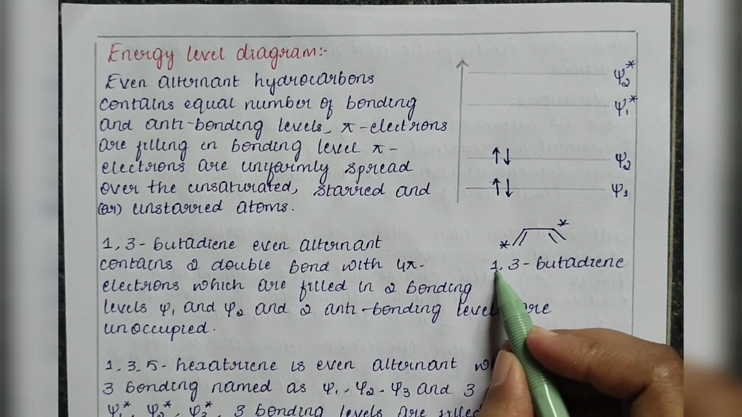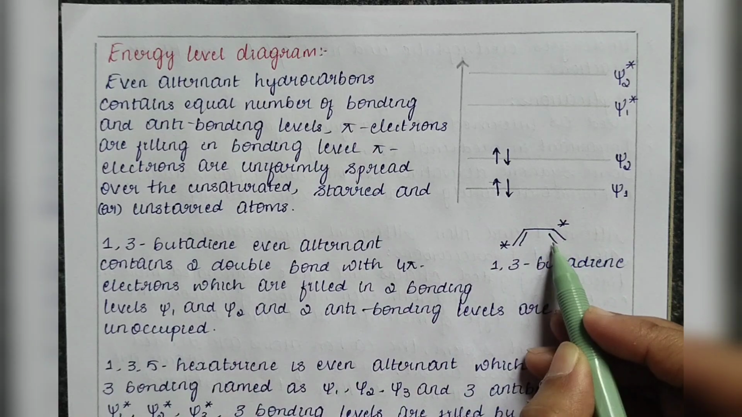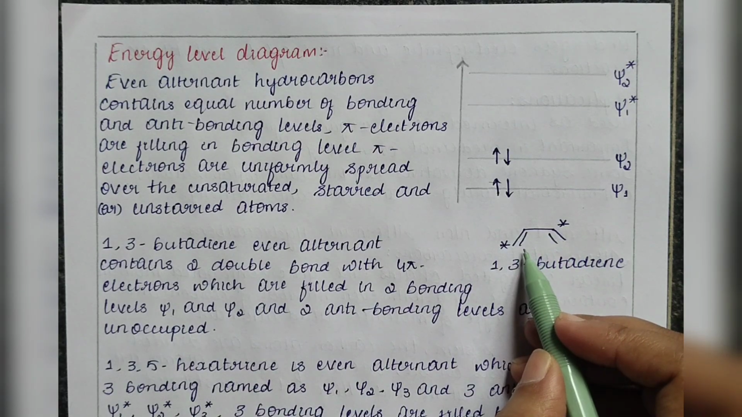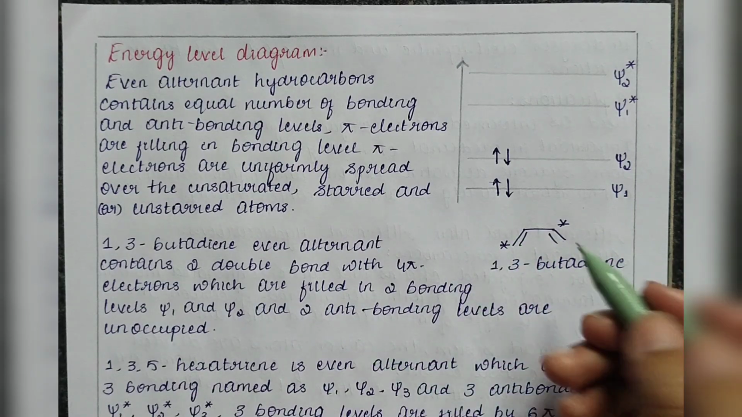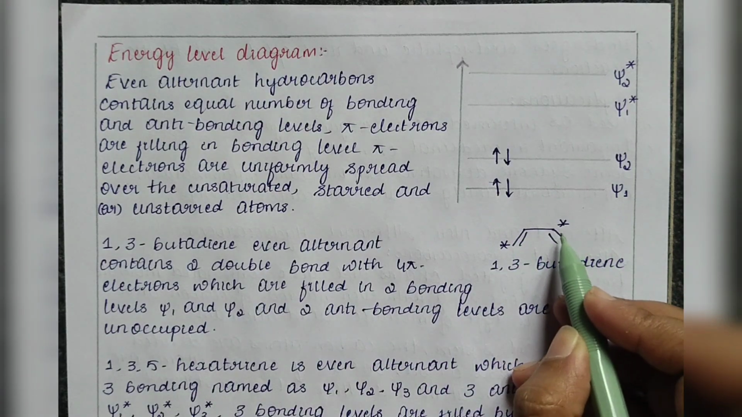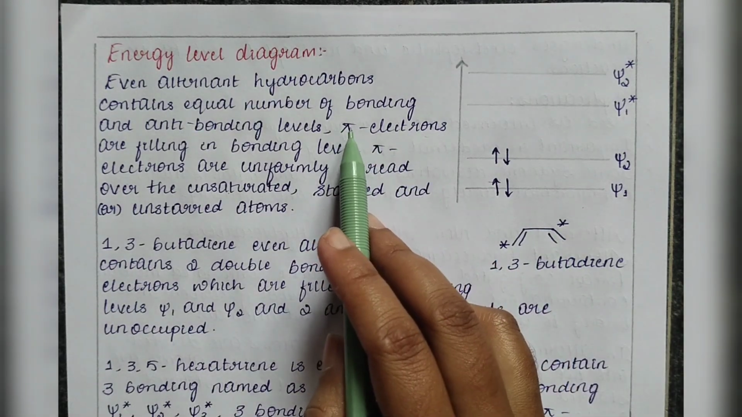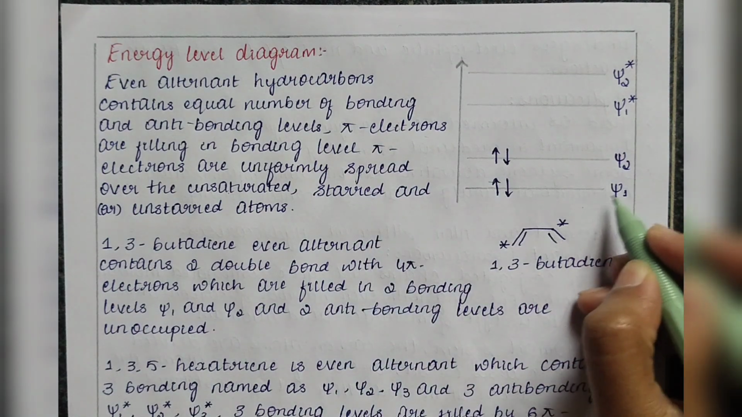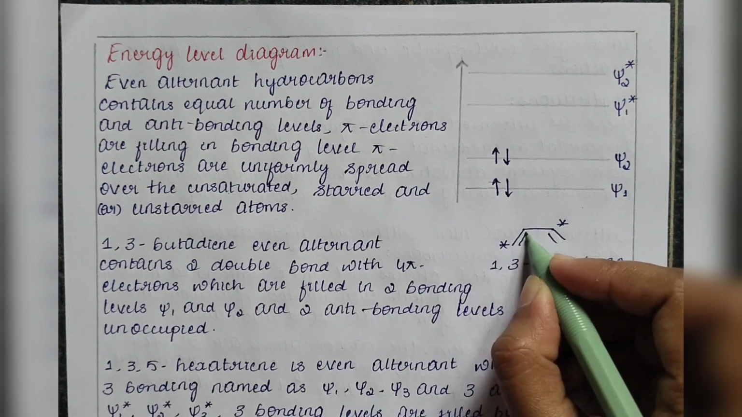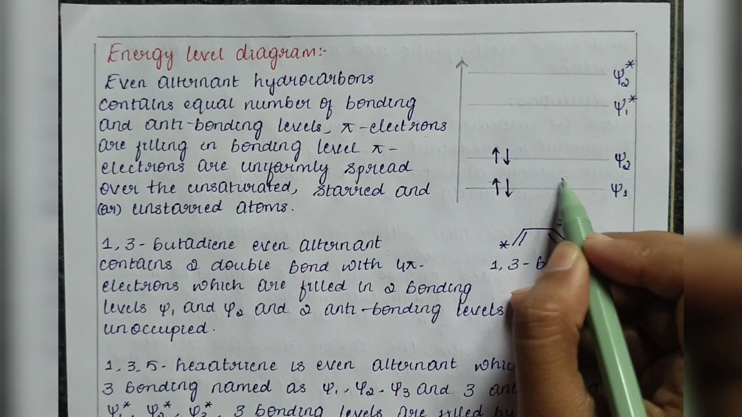So if we consider 1,3-butadiene, there are 4 carbon atoms and 2 double bonds. 2 double bonds is nothing but 4 electrons, and each electron in the conjugated system or delocalization, we usually call pi electrons. So here the pi electrons are filled into the bonding level. Since there are 4 electrons, the 4 electrons are filled in the bonding level of the energy level.